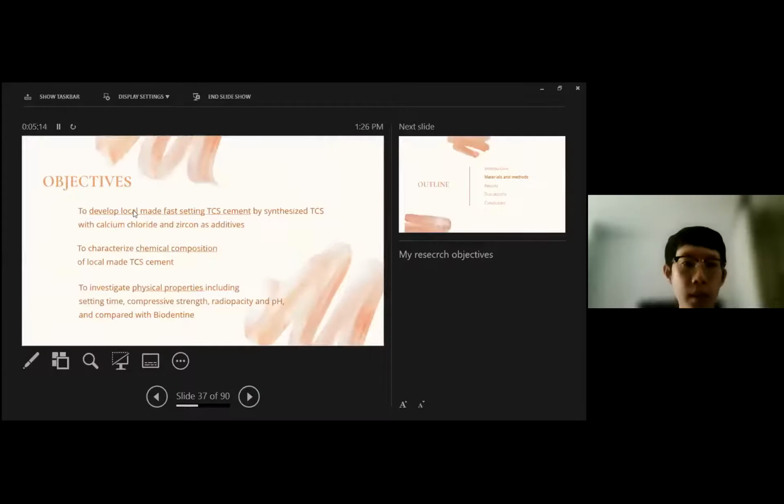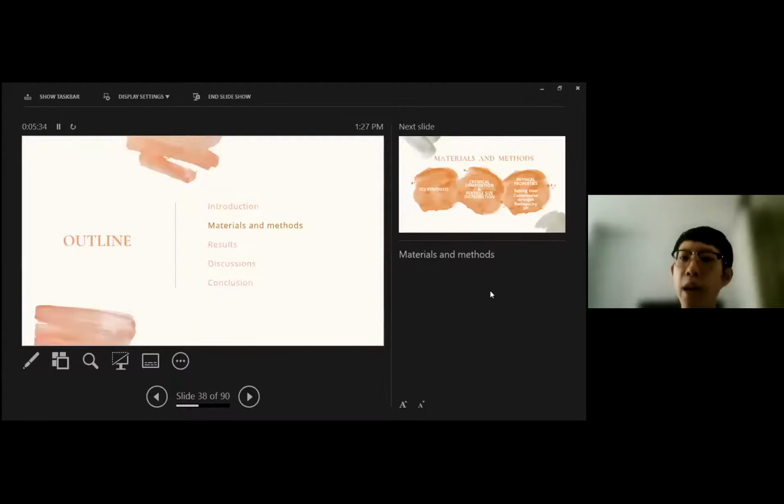My research objectives were to develop local-made fast-setting tricalcium silicate cement, to characterize chemical composition, and to investigate radiopacity and pH compared with Biodentine. Materials and methods.